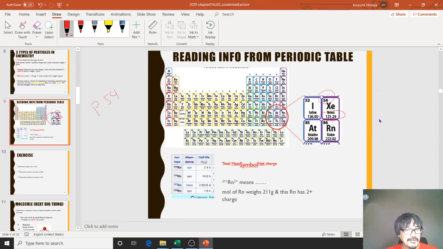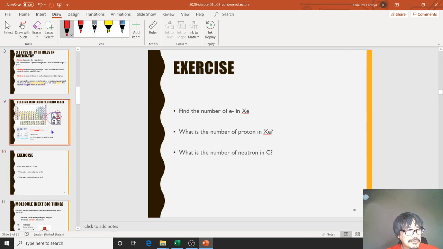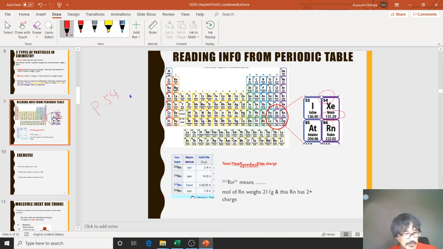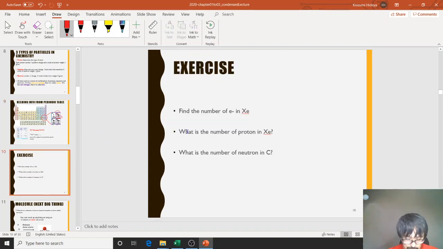Then remember that I have 54 protons. Each of those carries positive 1 charge, right? So now I have 54 plus, but the entire thing has to be neutral, so I have to have 54 negative. Then how many electrons do I have? Actually 54, right? Because each electron carries negative 1 charge. So I have to have 54 electrons.